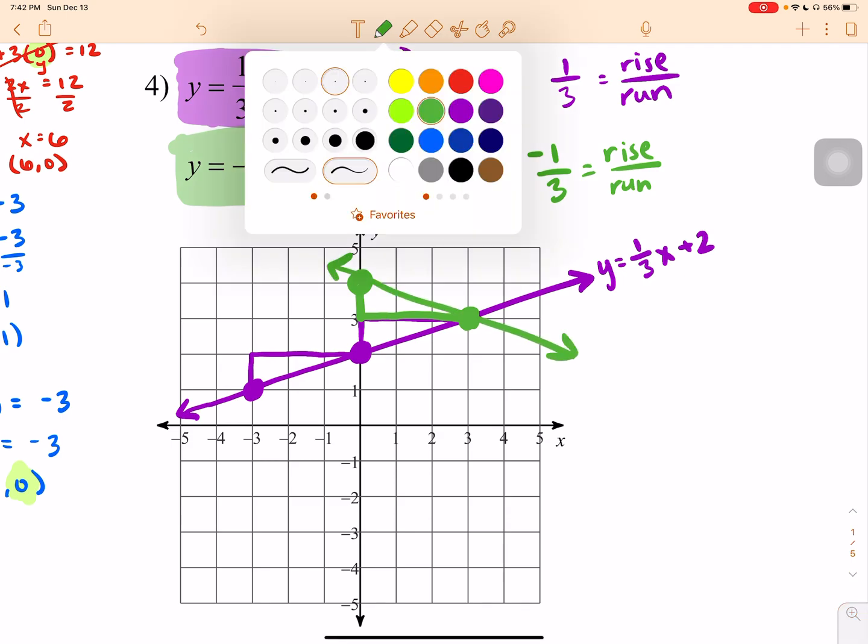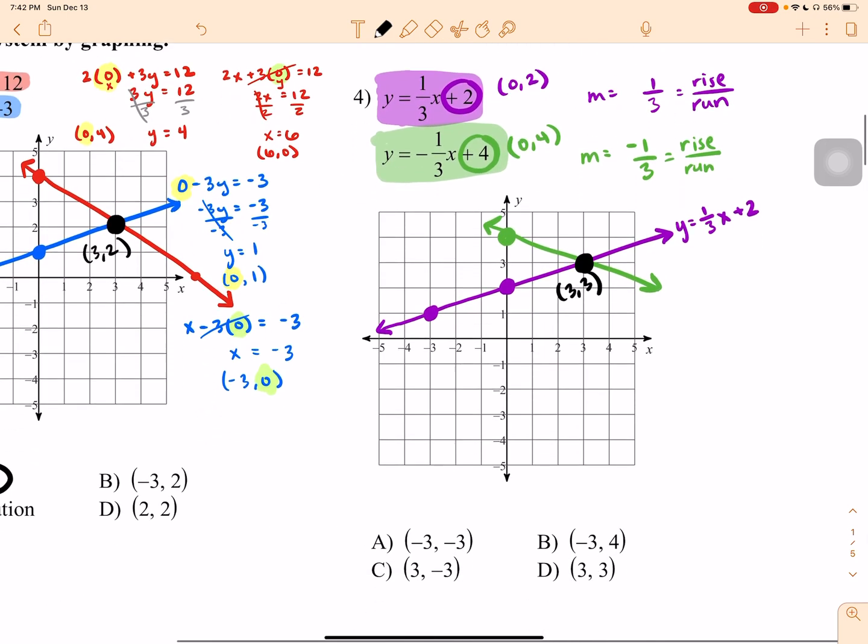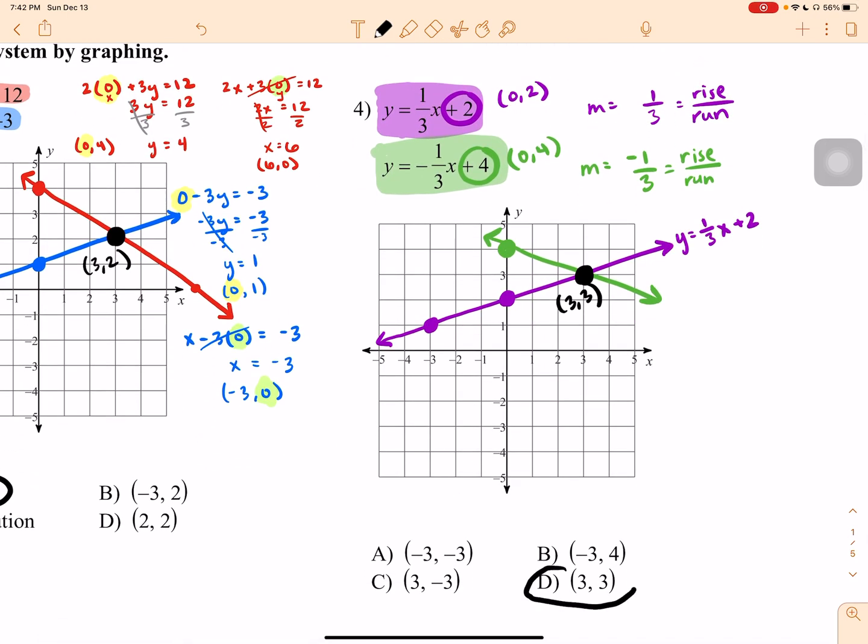Okay. So I know that my lines intersect right here at the point 3 comma 3. So that's what it means to be a solution. It's wherever the lines intersect. Okay, so this one's answer will be D. All right.